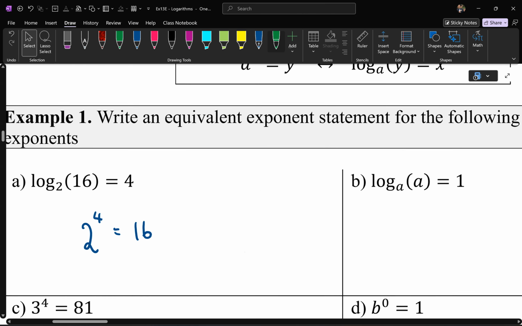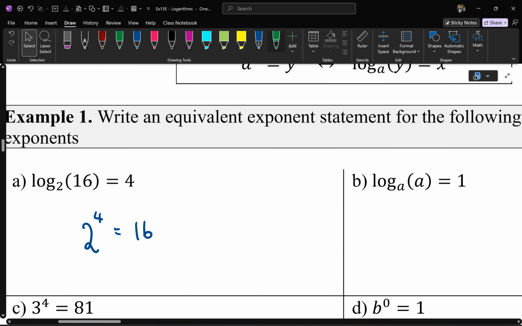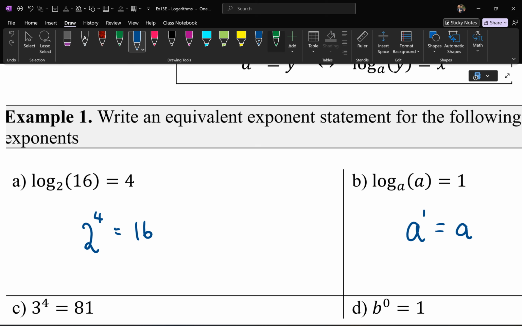Let's try the next one. Oh, I already got that one. I just did that one with you before. A to the power of 1 equals A. Now, if what I just did still doesn't make sense, like you can't read it, here's the algebraic approach to it. Log 2 of 16 equals 4, right?